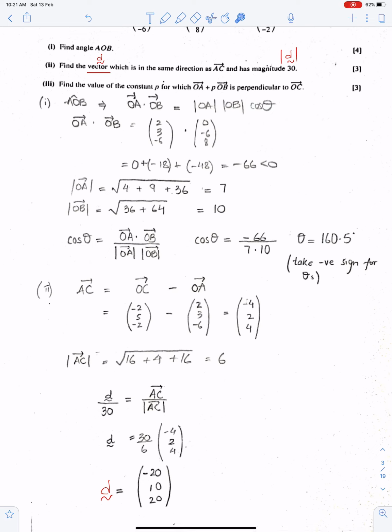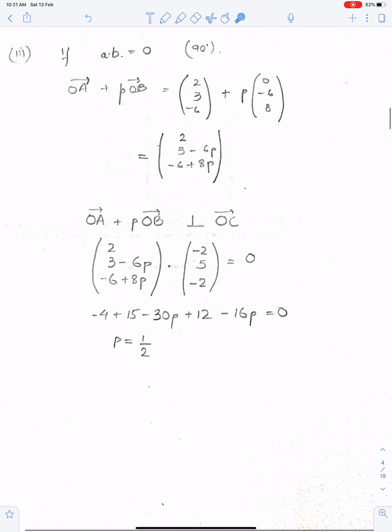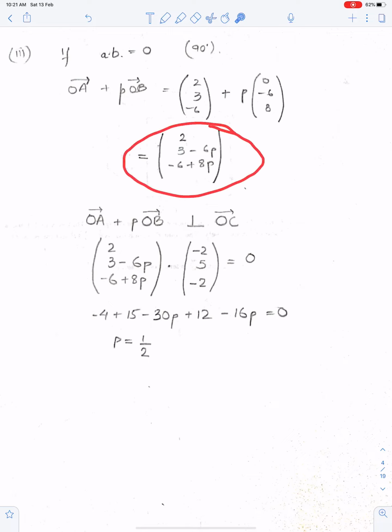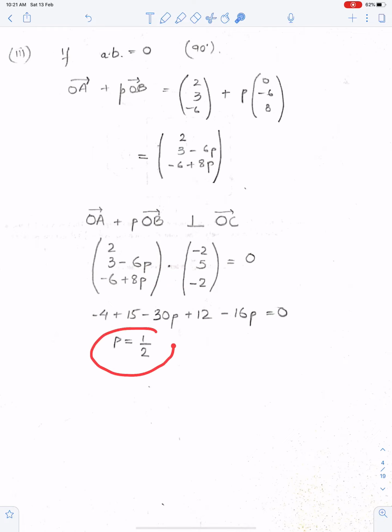Part 3. Find the value of the constant P for which this vector is perpendicular to this vector. You all know when two vectors are perpendicular, then their dot product must be 0. So first work for this vector, get this vector. So this is the vector OA plus P OB. And the dot product of this vector with vector OC must be 0. So by taking the dot product of these two vectors, we have the value of P.